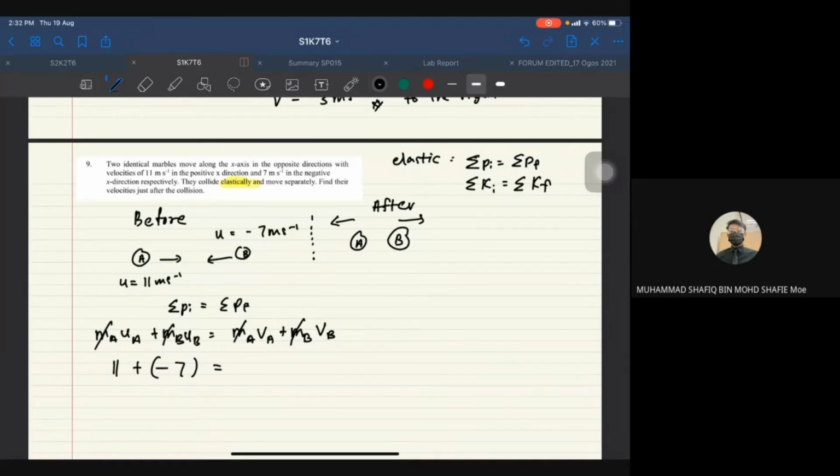And then afterwards you want to find VA and VB. So you have two unknowns. 11 minus 7 is equals to 4. But you only have one equation. So you cannot solve lah, unless you use this another extra information over here, which is about the kinetic energy. Okay, since we know that this one is elastic collision, so summation of Ki is equals to summation of Kf. Okay, so this will be half mu square. Is half mv square, but I change to u because this one is the initial.